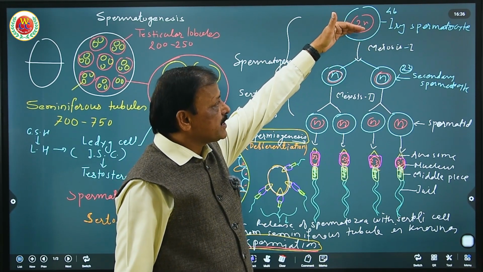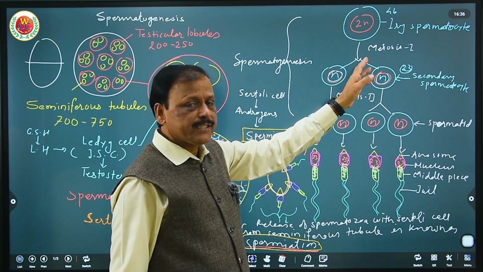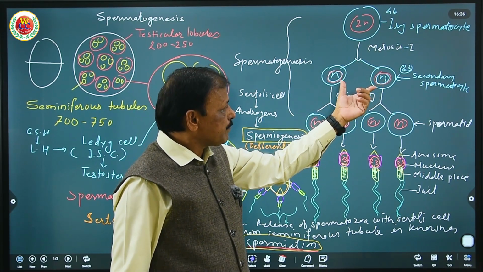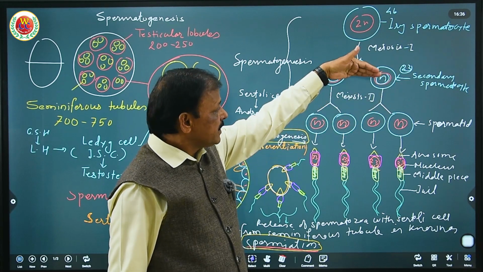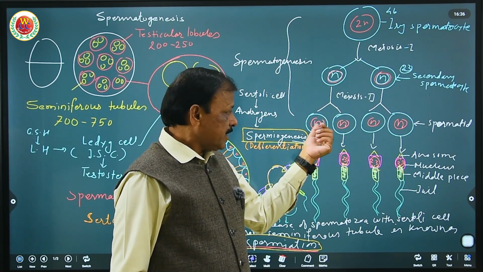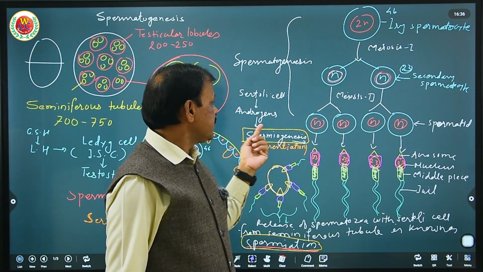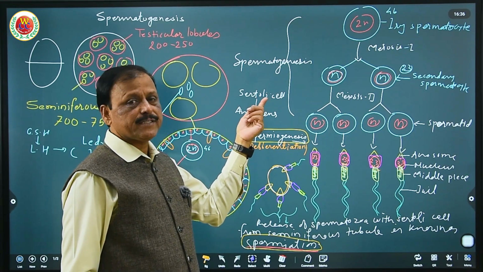This primary spermatocyte is ready to undergo meiosis 1 to form two equal cells. Therefore the first division is also equal. From these two equal haploid cells called secondary spermatocytes, they undergo meiosis 2. Again it is equal, producing 4 haploid cells called spermatids. Now these spermatids undergo spermiogenesis under the male factor secreted by the Sertoli cell.